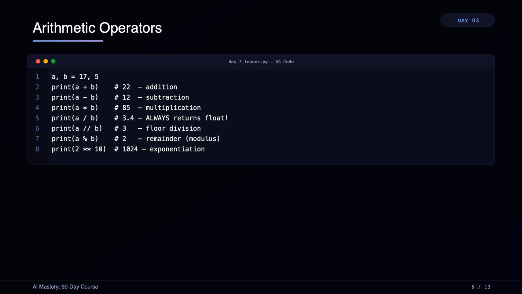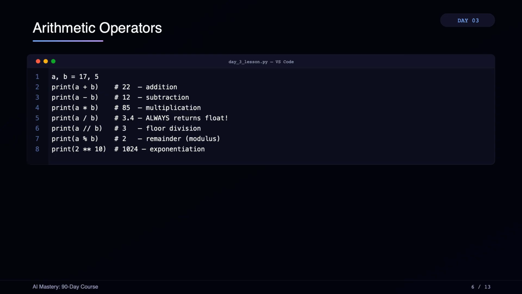Let us look at 2 great real-world use cases. The first is checking whether a number is even or odd. A number is even if it is perfectly divisible by 2 with no remainder. So if you take a number and compute number modulus 2, you get the remainder after dividing by 2. If that remainder is 0, the number is even. If it is 1, the number is odd. This is such a common operation in programming that you should commit it to memory.